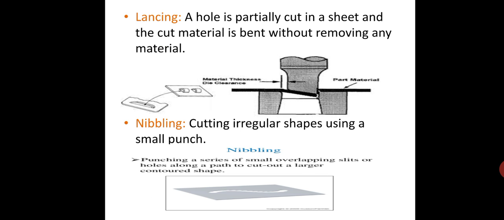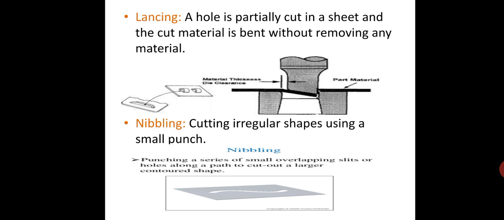And the next one is the lancing operation. A hole is partially cut in a sheet and the cut material is bent without removing any material. This is a lancing operation. This diagram shows that a sheet metal is cut and slightly bent. Cut the sheet metal and slightly bend it.